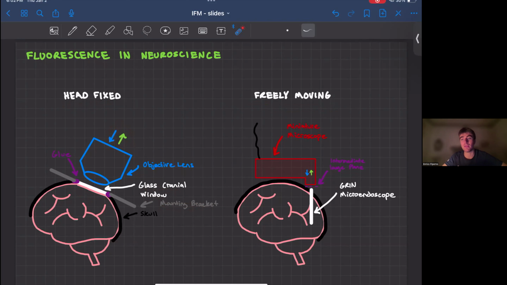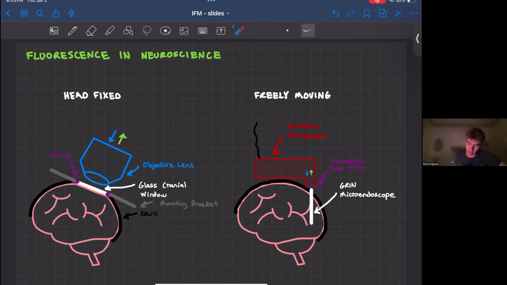The main advantage of a head-fixed preparation is that there is no constraint on the microscope weight and size, thus we have very high-resolution images of large fields of view. However, the main drawback is that since the animal is head fixed, it restricts natural movement and induces stress on the animal. It also requires extensive habituation of the animal.